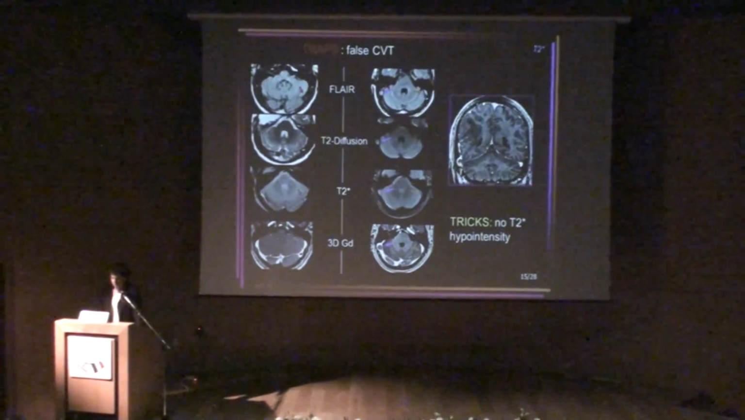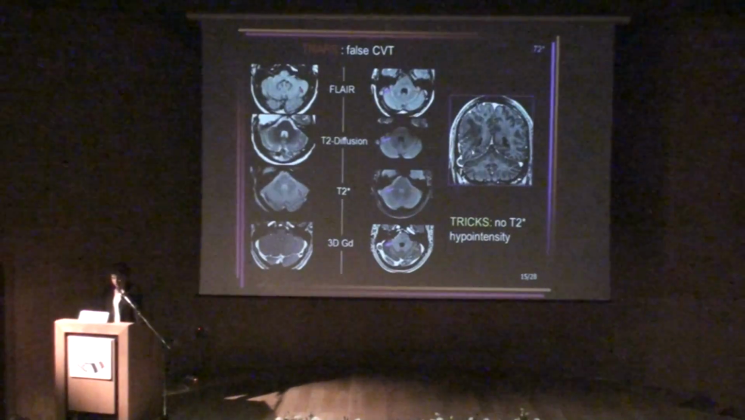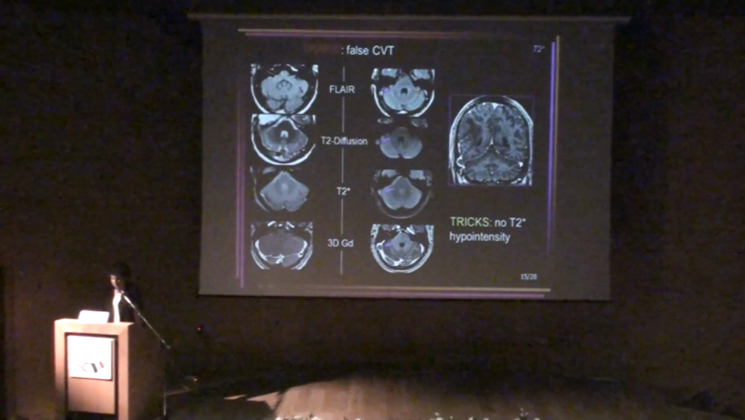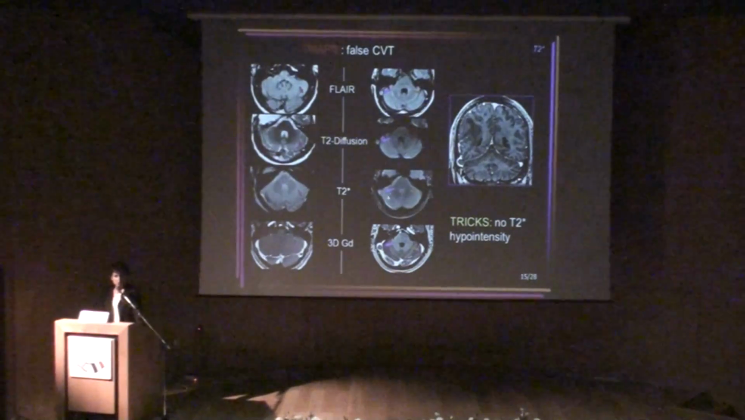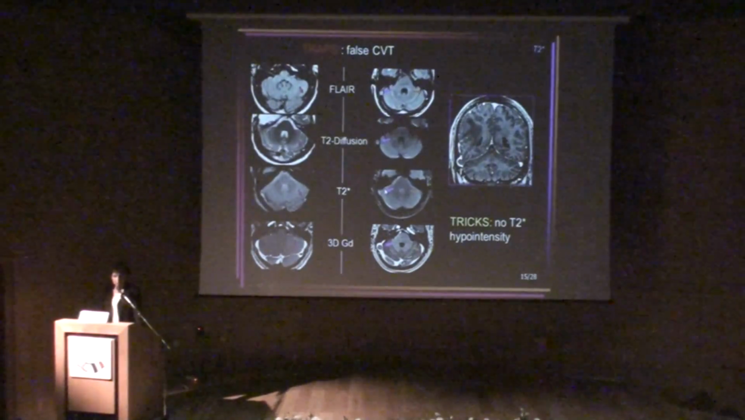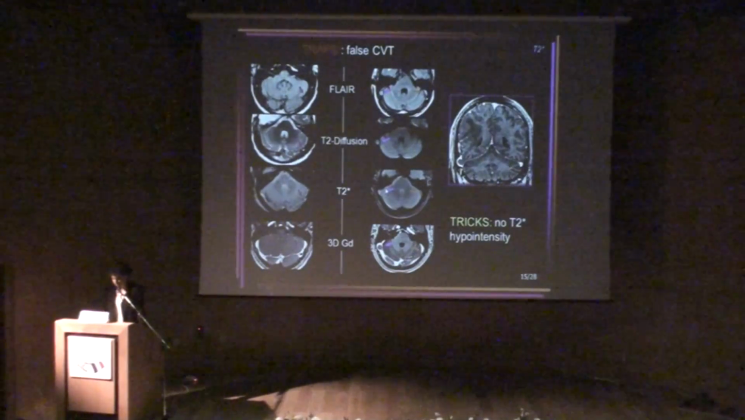This one is a bit tricky. It's a herniation of the brain in the sinus. There is no clot here. And just to tell you, look at your T2 star weighted sequence. If it's not dark, it's probably not a cerebral venous thrombosis.